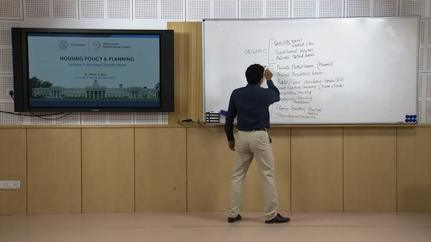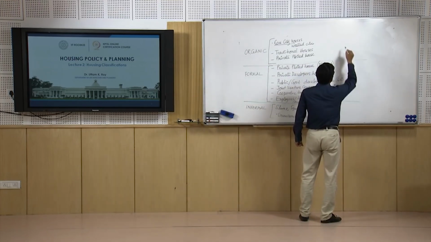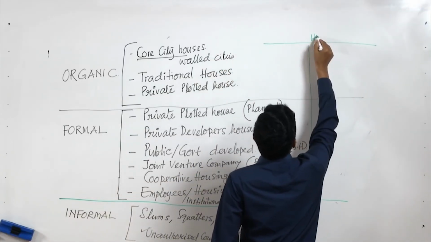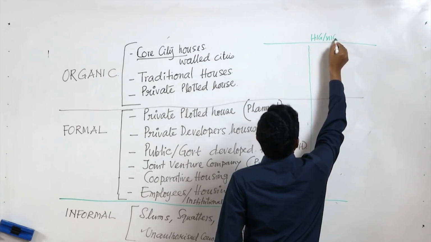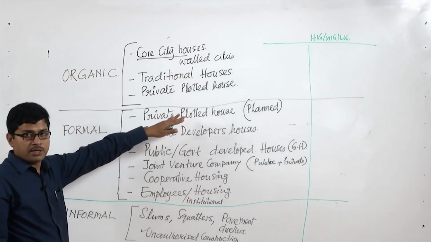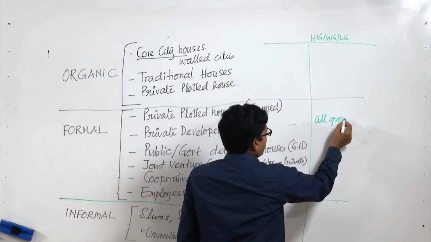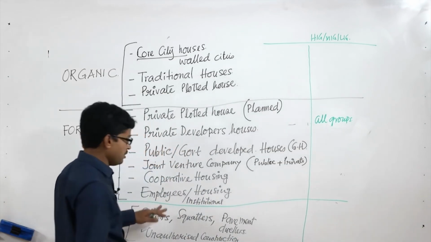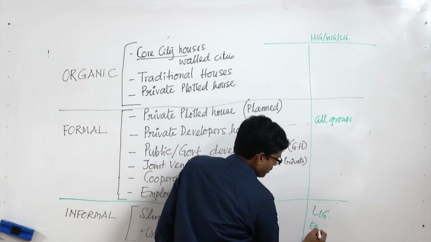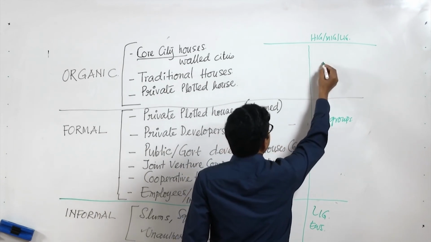Now we will try to see, based on the economic group like HIG, MIG or LIG, the formal houses which we basically provide on behalf of government, basically cater to all groups, whereas the informal houses cater basically to LIG and EWS, whereas the organic houses cater mostly to all groups.